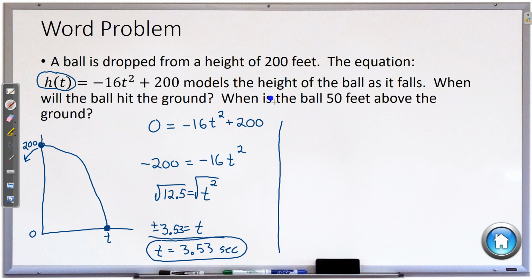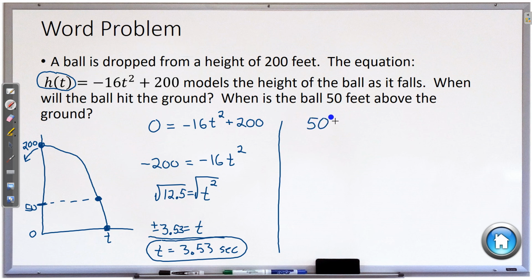All right, there was one more question here. When is the ball 50 feet above the ground? Well, so we don't want to go all the way down to 0. We want to come over here to 50. So where is this ball only 50 feet above the ground? Well, that means the y value is 50, not 0.